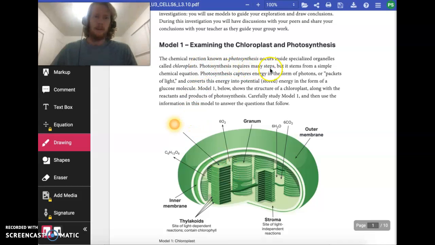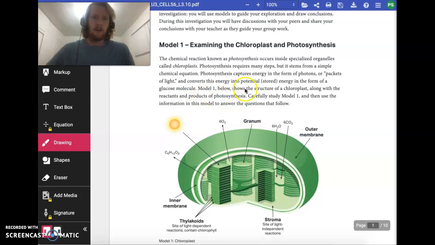Photosynthesis requires many steps, but it stems from a simple chemical equation. Photosynthesis captures energy in the form of photons, or packets of light. This is the light from the sun. We call those photons, and it converts the energy from the sun into potential or stored energy. This is energy that's there that can be used. It has potential to do something, but it hasn't done anything yet. So it's converted into potential energy in the form of glucose molecules, which have the energy in them that can be used for something.